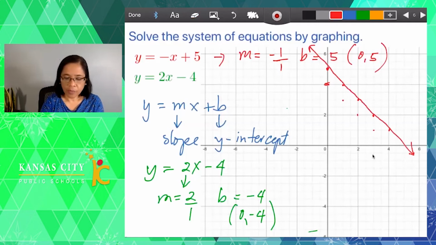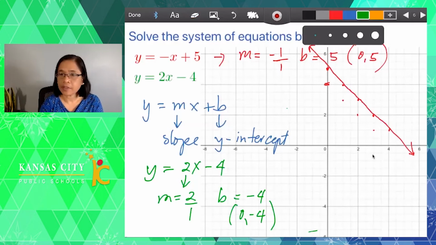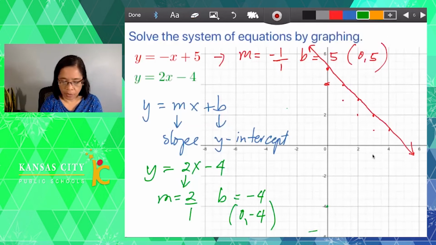Then if we plot or sketch the line y equals 2x minus 4, let's start with the y-intercept, (0, -4). The slope m is 2 over 1, which means you move 2 units up and 1 to the right, and again 2 up, 1 to the right. If we connect all these points, they will lie on this green line.